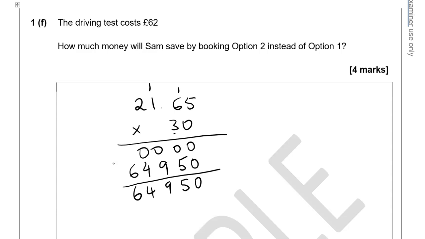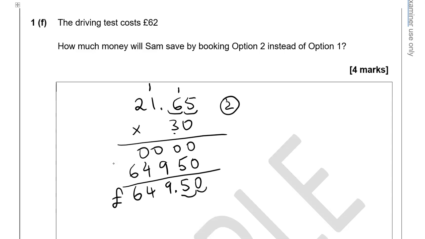Looking at the numbers, we've got this top one has 2 decimal places. 30 doesn't have any decimal places because it has no decimal point. So overall, this number is going to have 2 decimal places. So going backwards, 1, 2. So the answer is £649.50. That's the cost of the lessons.